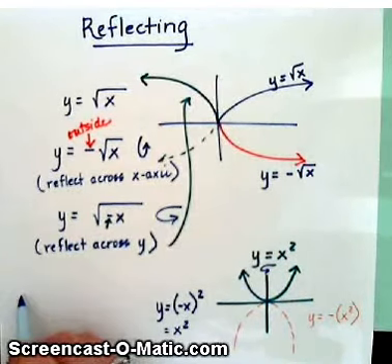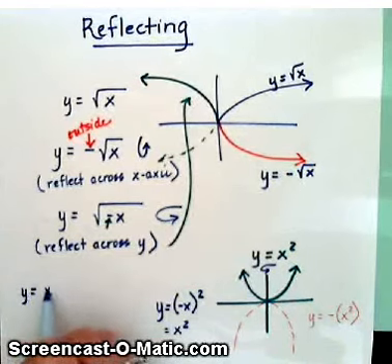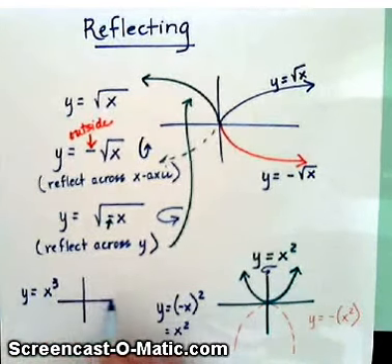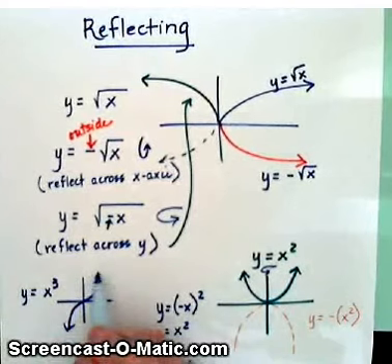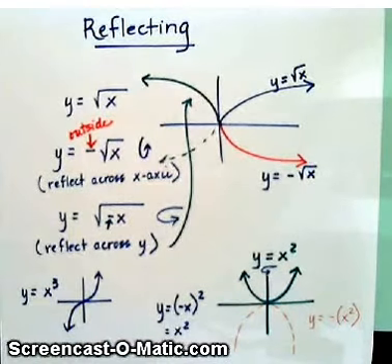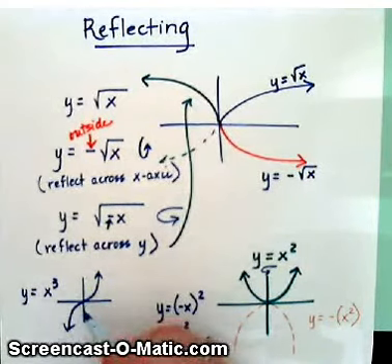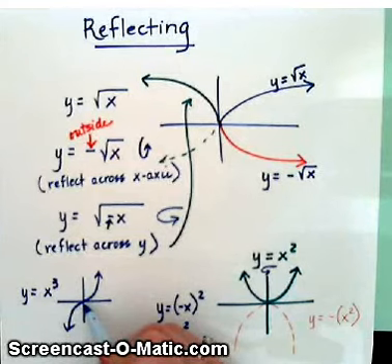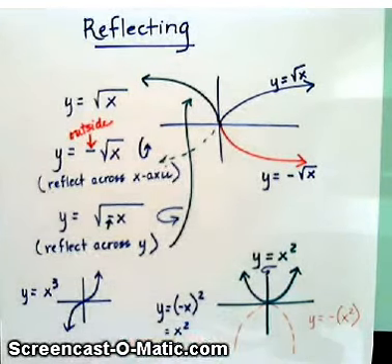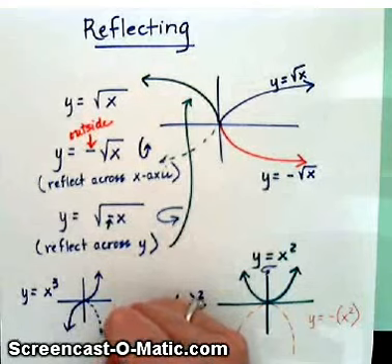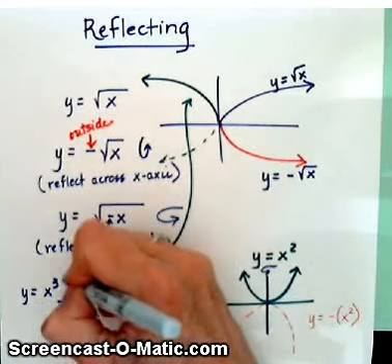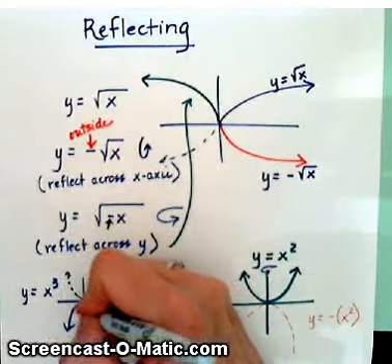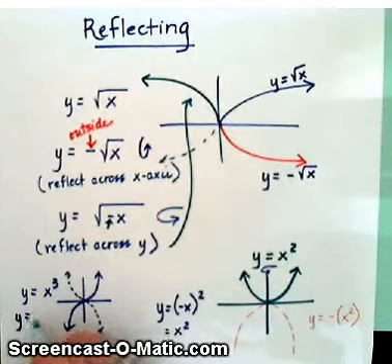The same thing, look at cube. Y equals x cubed. Okay, this is cube. That's the basic cube. Now, if we reflect it across the x-axis, it is going to reflect down here and up here. In other words, this piece goes down, this piece goes up. That is y is equal to negative outside x cubed.